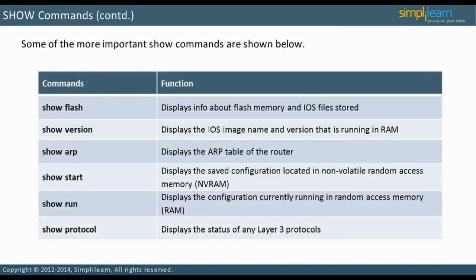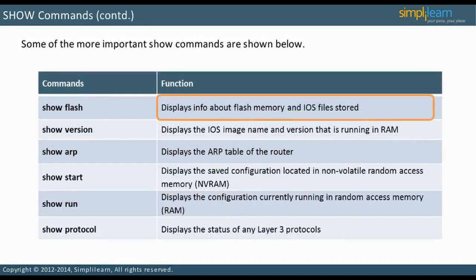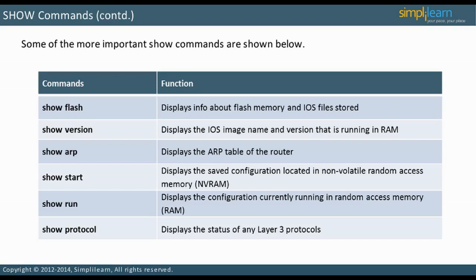As seen in the table on the slide, the show flash command displays information about flash memory and the IOS files stored. It also shows configuration files and an important switch file called vlan.dat. Many other Cisco features, such as AnyConnect VPN and VoIP, store files in flash.